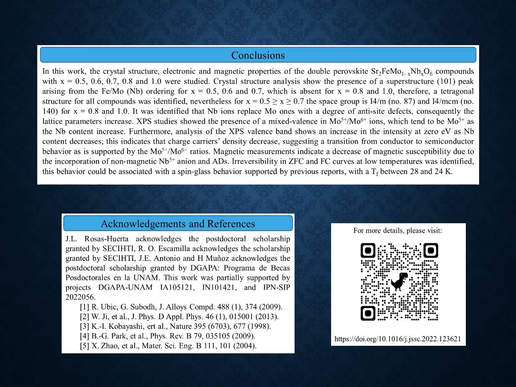Similarly, the charge carriers decrease in the valence band, suggesting a transition from conductor to semiconductor as the niobium content increases. Finally, the magnetic measurements show a lower saturation magnetization as the niobium content increases, thus indicating the modulation of the properties from ferromagnetic conductor to antiferromagnetic semiconductor or spin glass.